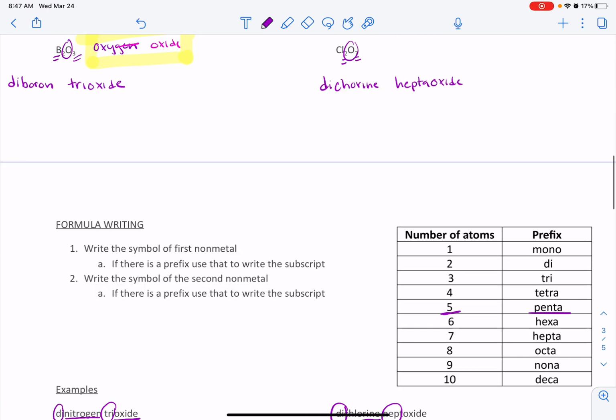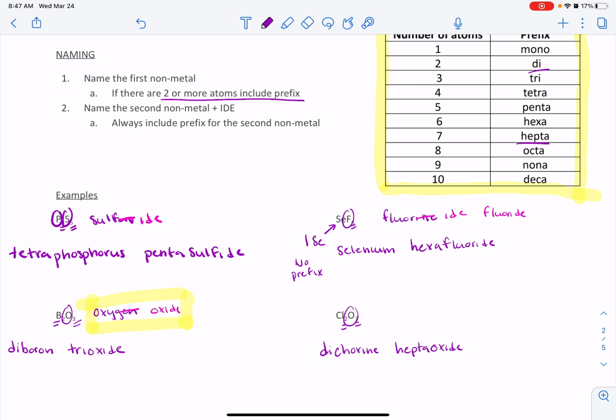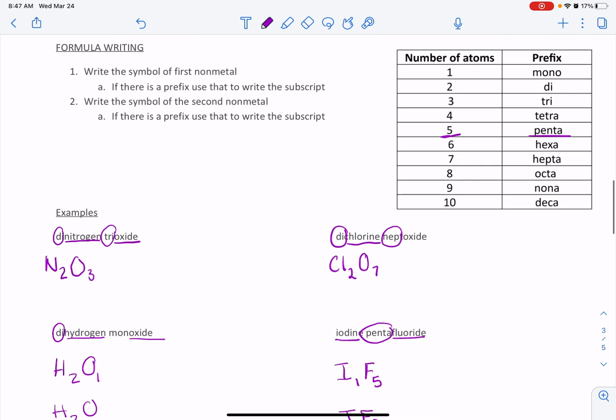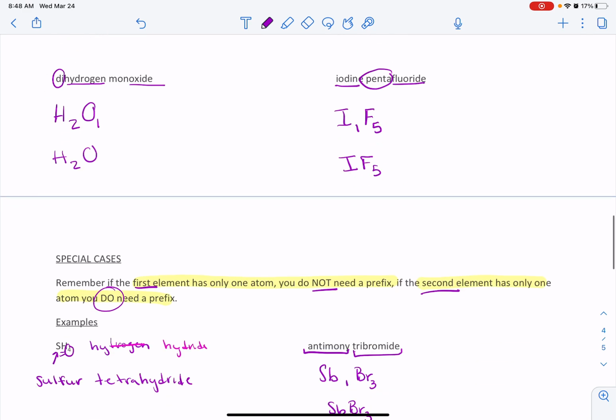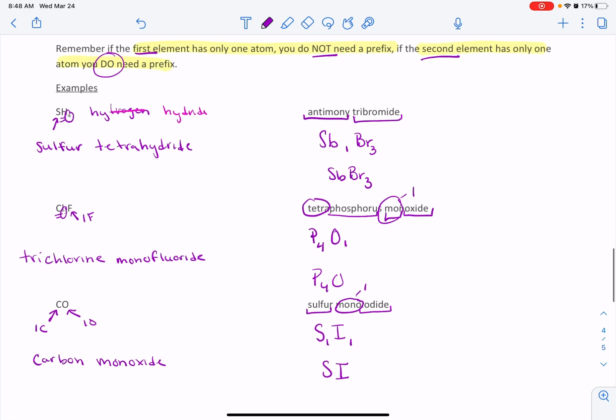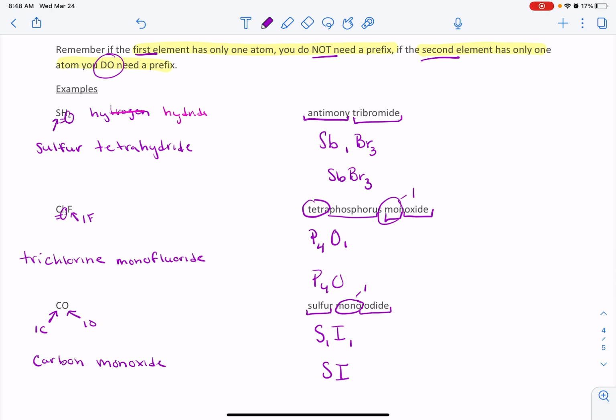So looking at this, we talked about when we are naming how we always use our prefix table to figure out the number and use that prefix. Then we keep the full name of the first element listed and change the ending for the second one. Then we talked about when we're writing formulas, we use the prefix to find the number for the subscripts, and then we find the symbols for each element and put the subscripts under each. And then we looked at this special case for the first element only having one atom, does not need to have a prefix, but the second element having one atom does need that prefix, okay? And we went through a couple examples of that.